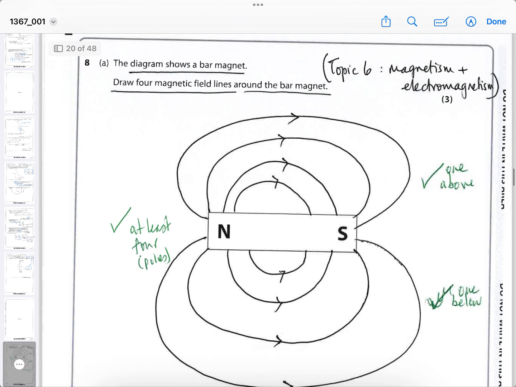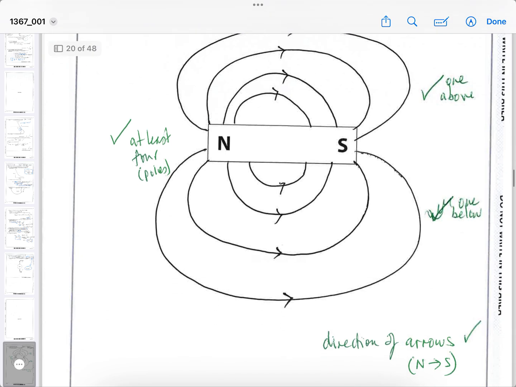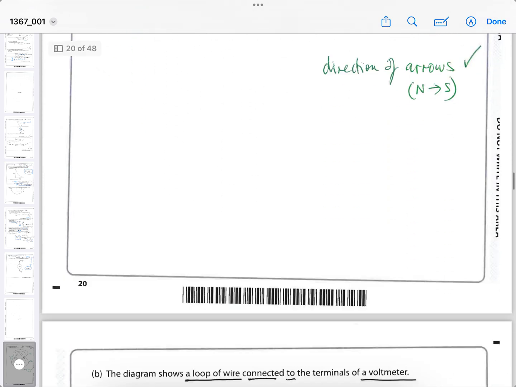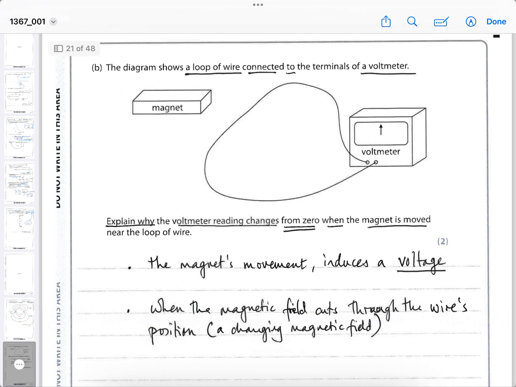All right, the next one is on magnetism, which we've done very recently. So this is drawing field lines. They want at least 4 field lines going from the poles, and they want you to show the directions, and they want at least 1 above and 1 below. And then you've got the directions, it must be north to south, so that gets you 3 marks. Easy 3 marks. And then the second bit is about electromagnetic induction, which students found difficult to verbalize, having just studied it. So you need to learn how to do this, the language that you use for these questions.